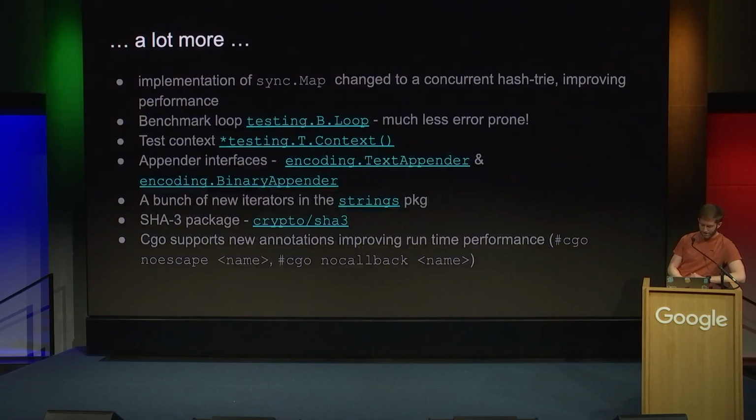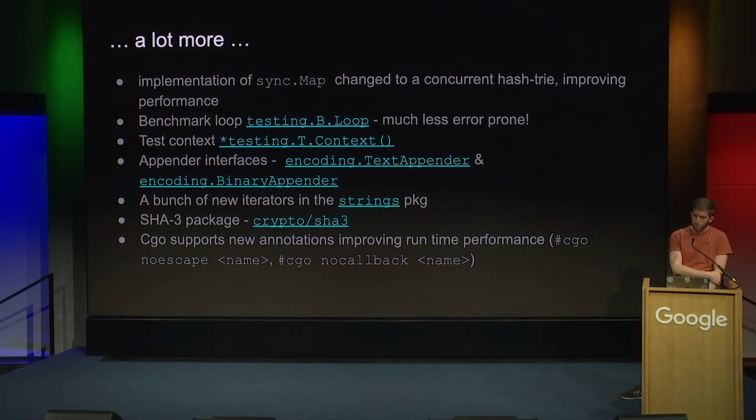There's more, as always. Actually, a lot more. So a bunch of things to mention. sync.Map has also changed the underlying implementation. It should improve performance as well. I think there are some numbers in the Go release notes as well. Testing with the benchmark loop is also a pretty cool thing. It's much less error prone now. I don't know if you've used the old APIs, but you had to deal with resetting timers, stuff like that. So this is also a cool addition now.